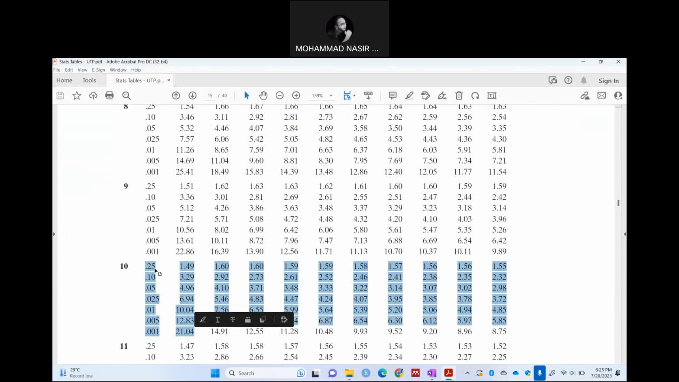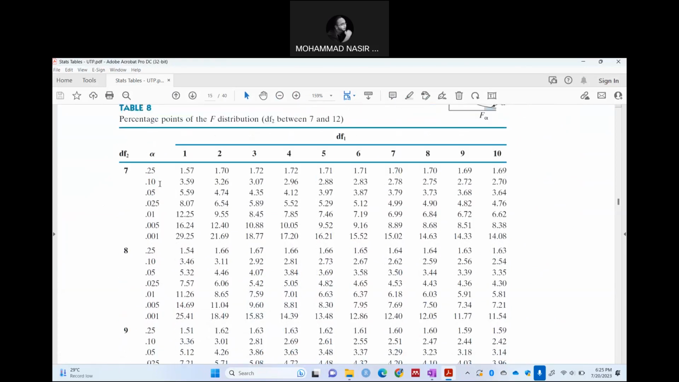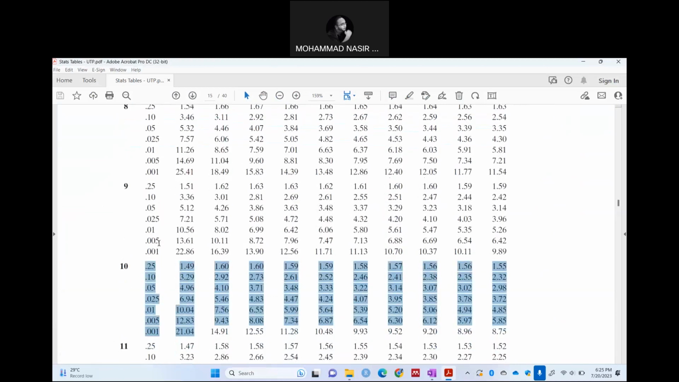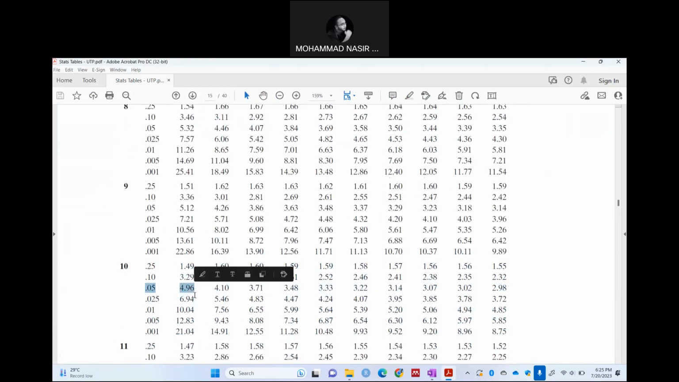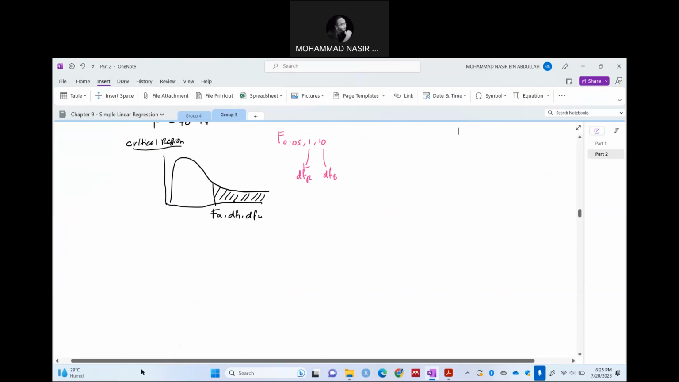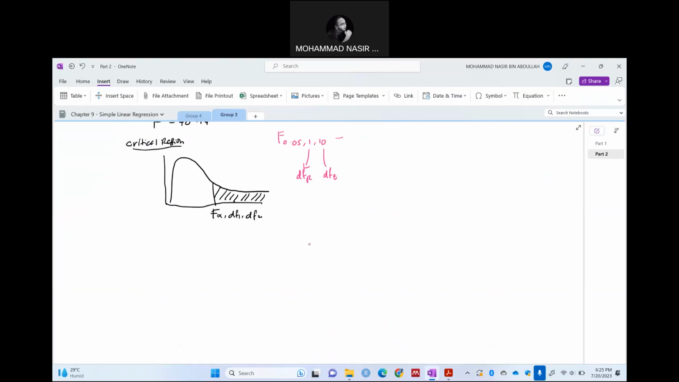So this is our alpha. Find alpha 0.05. It is 4.96. Can you understand? This is 4.96.